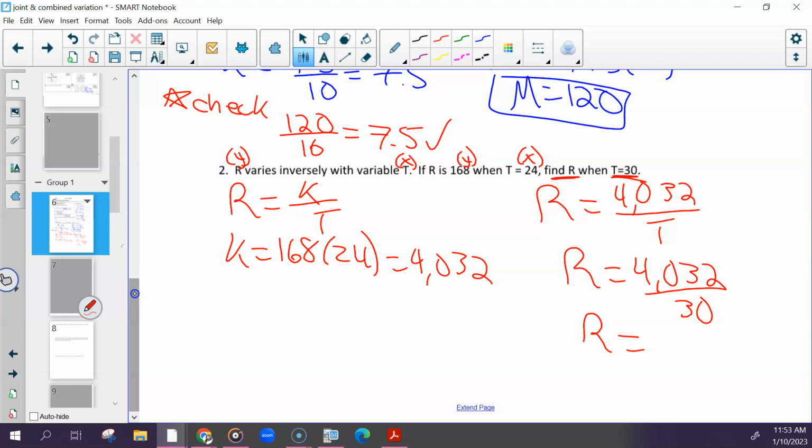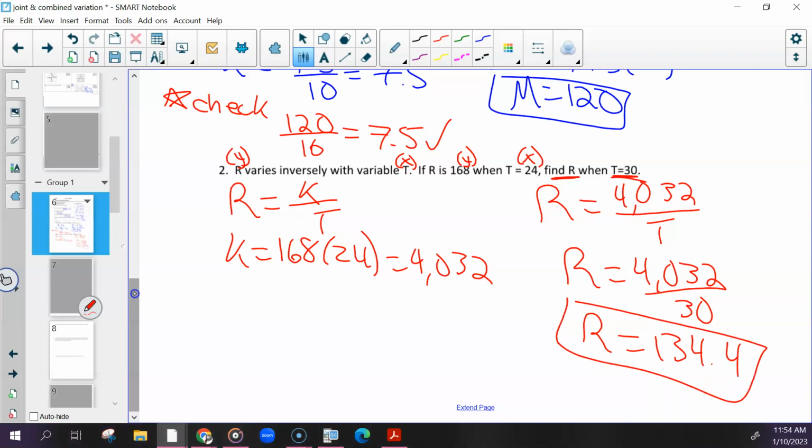134.4. And then again, your check method still works here. So if you were to multiply 134.4 and 30, you should get 4032. Do we have questions on either of those?